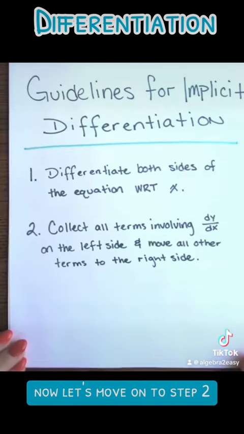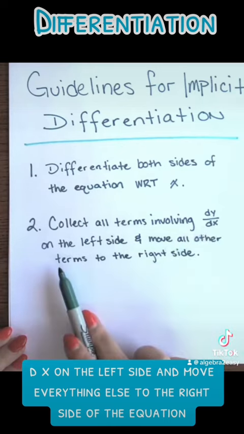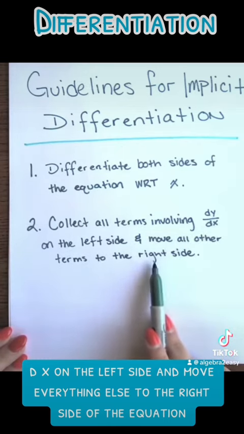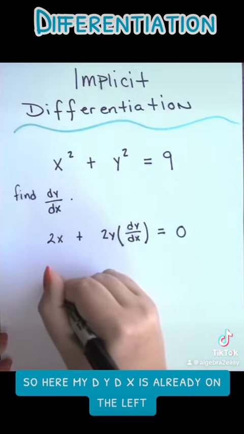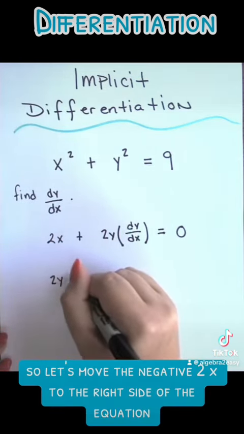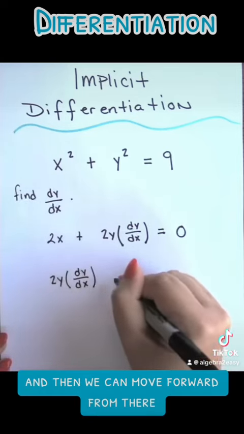Now let's move on to step 2. Collect all the terms involving dy/dx on the left side and move everything else to the right side of the equation. So here, my dy/dx is already on the left, so let's move the negative 2x to the right side of the equation, and then we can move forward from there.